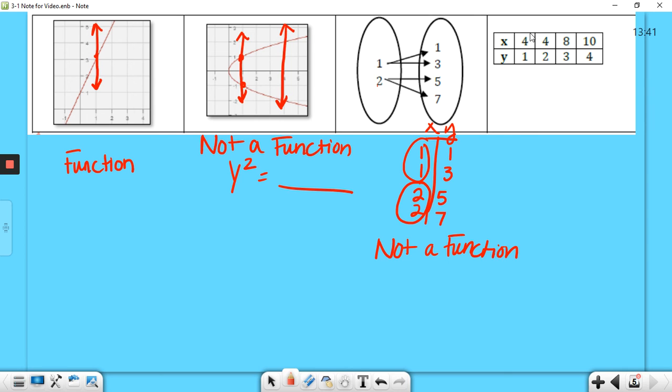Let's look at one last table. Look at the x values. We have repeated 4's with different outputs. That is not a function. Okay, that concludes the lesson on functions, not a function.